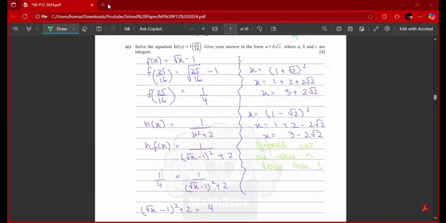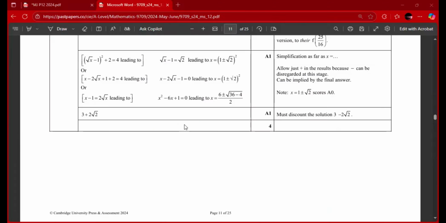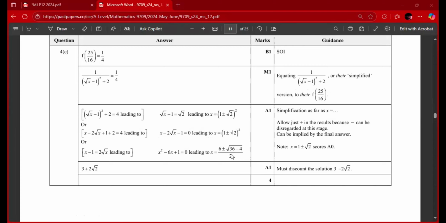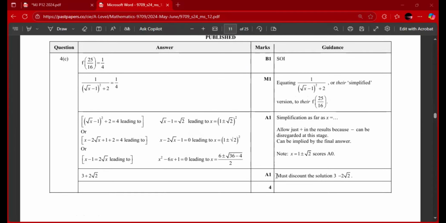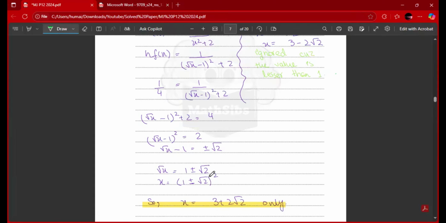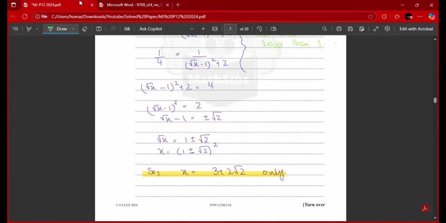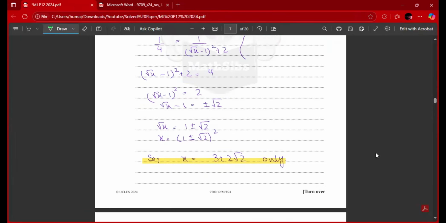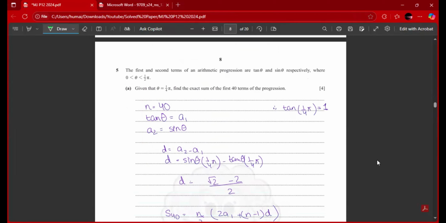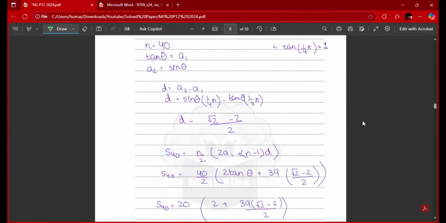Let me just make sure. So guys, I've opened the marking scheme and at the last they have said must discount the solution of this. Meaning that if you write that, I think you're going to lose marks. Moving on to the next question. Let's just keep the marking scheme open in the background.